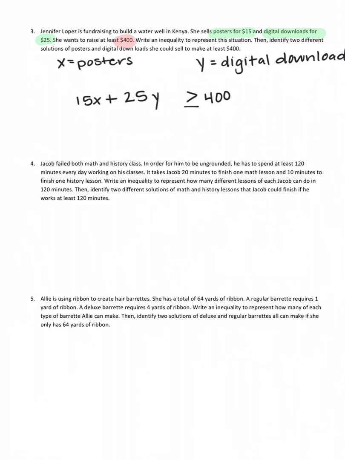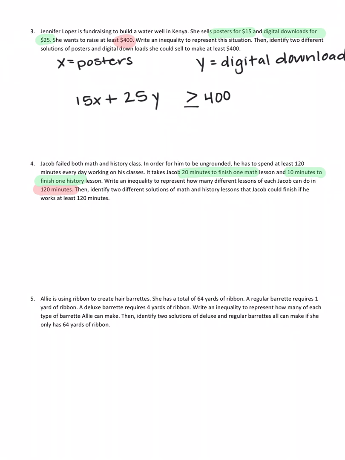Okay, so right there I see he has 120 minutes. So that's the total that he has. Okay, and then he's going to spend 20 minutes on math. See where here it says Jacob spends 20 minutes to finish one math assignment, and then he spends 10 minutes to finish a history assignment. They want to know how many math and history will it take him to get to that 120 minutes.